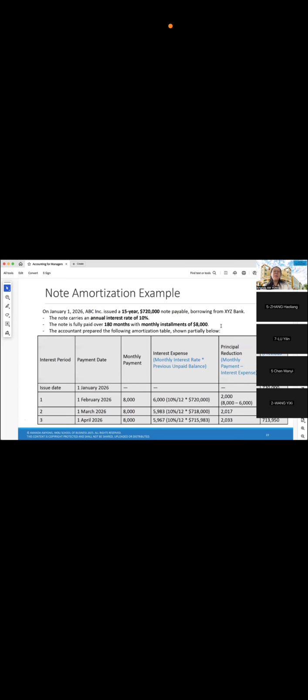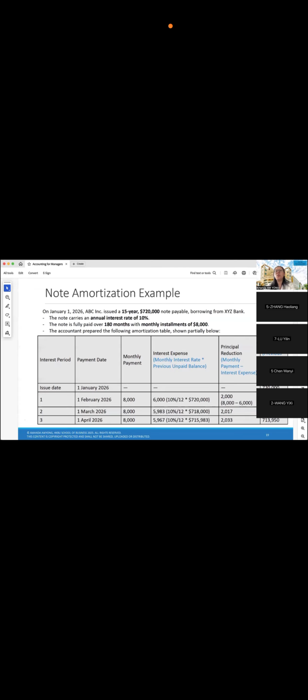Okay, so some parameters given: the note carries an annual interest of 10% and is fully paid over 180 months, right? So 12 times 15 years would be 180 months, with monthly installments of $8,000. So the accountant prepared the following amortization table that is partially shown below. And this is the format that we introduced in class, which I find helpful to learn for your final exam. Okay, so on the issue date, of course, we do not pay anything yet.